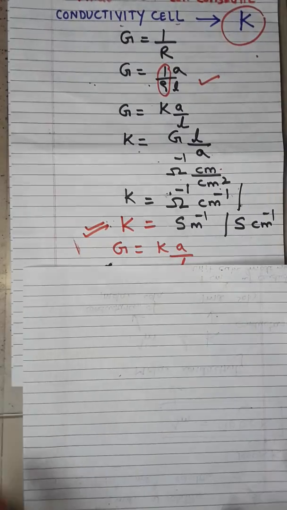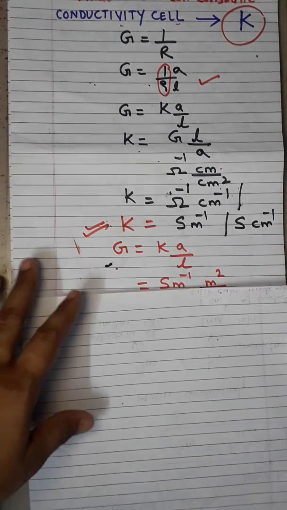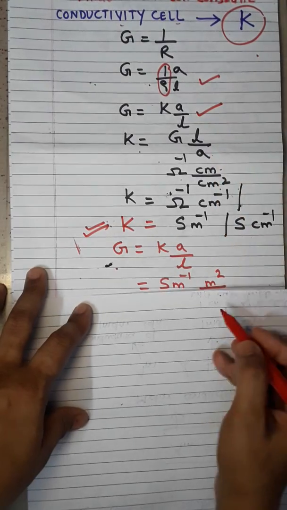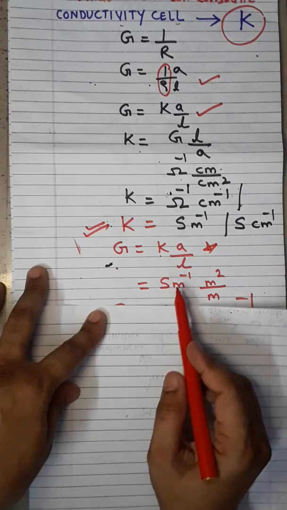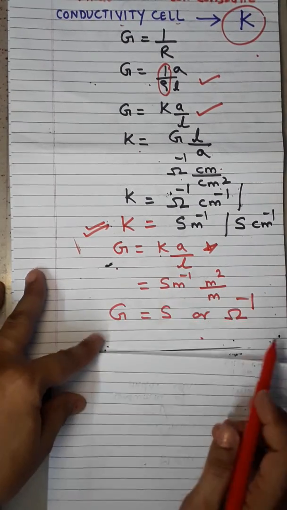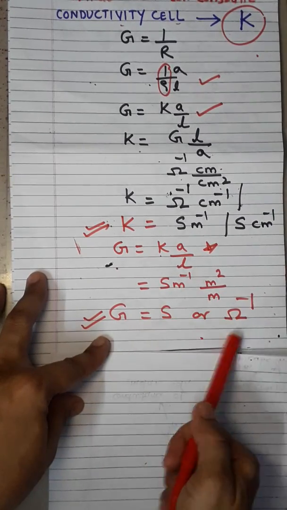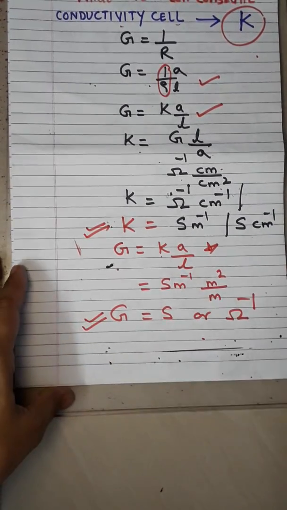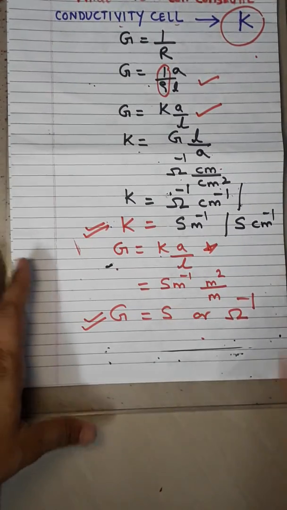Okay, then we derive the unit of G also. G is equal to K L upon A. From here I have written down. Now what is the unit of K? I have written Siemens meter inverse, meter square, meter, cancel, cancel. So we are left with the unit of conductance. Electric conductance is ohm inverse. Okay, yes, we move on to the next part, that is how to calculate K.